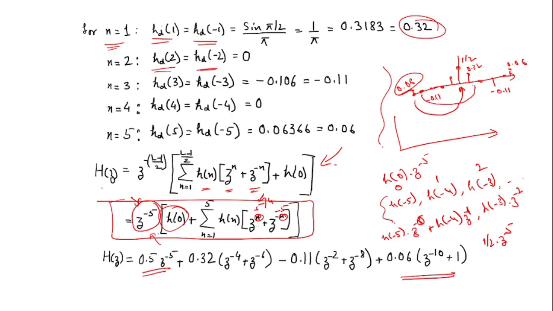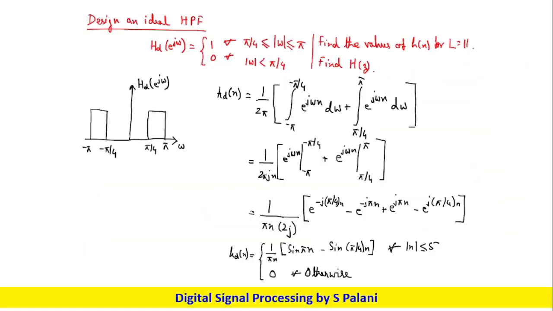Any doubt? So this is the linear phase structure implementation method. Okay. Similarly, if you consider the high pass filter, the same method applies. The rest of the method remains the same.